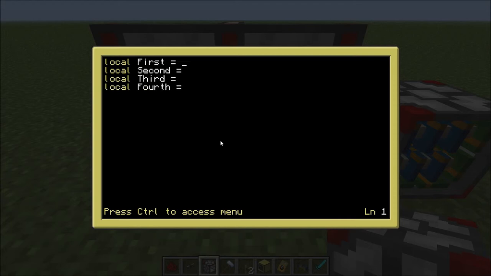Now what we need to do for each of these is grab the analog input that we've just taken from the PCR and get these variables to hold it.